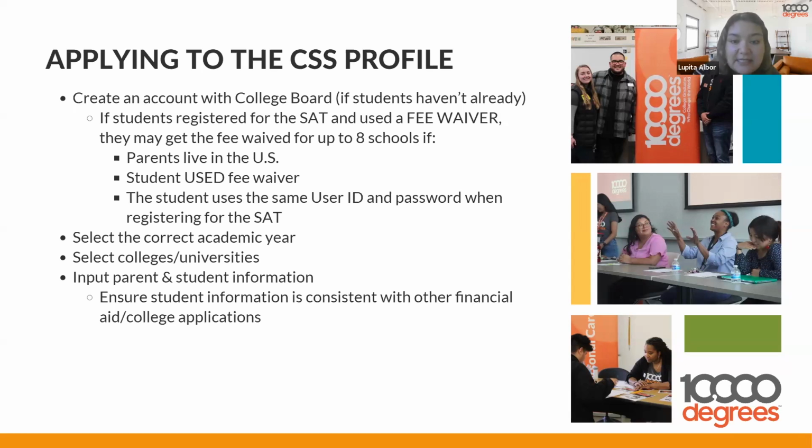Just like the other financial aid applications, the students have the option of selecting what colleges and universities they want to add, and they'll be inputting student and parental information. So just make sure that the student is inputting the correct information across the board. Schools do check their other financial aid applications because the CSS profile is in addition to them. So just making sure that everything is consistent throughout.